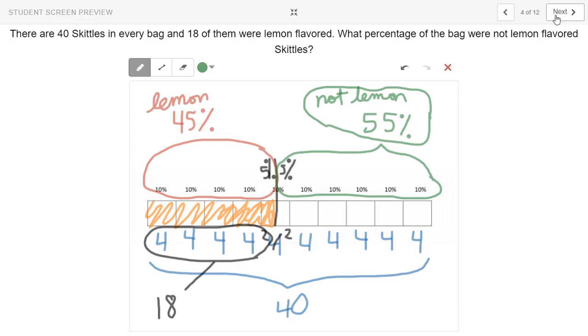There are 40 Skittles in every bag and 18 of them were lemon flavored. What percentage of the bag were not lemon flavored Skittles? So the whole thing is out of 40. Each section, 10%, is 4. 18 were lemon. So I figured 45%, because in order to get 18, that's 4 times 4, 16, plus 2. So half of the next. So that's 45% were lemon. That means 55% were not lemon. And again, you can do 18 over 40, figure that out as a percent, and also figure out how many were not lemon flavored.